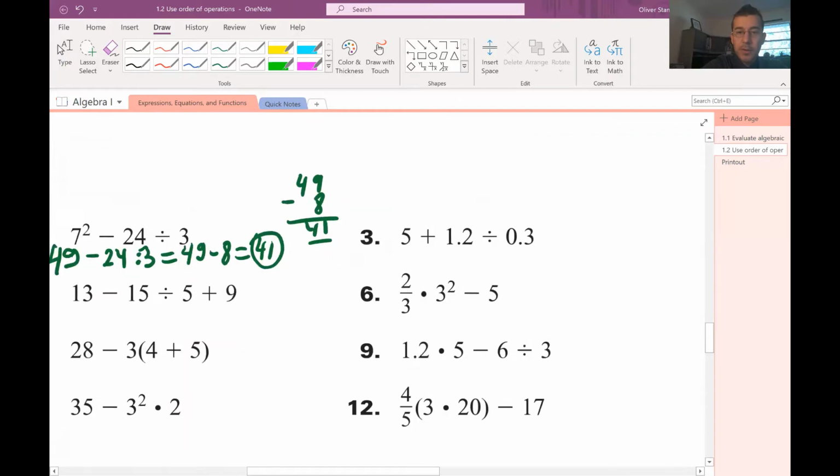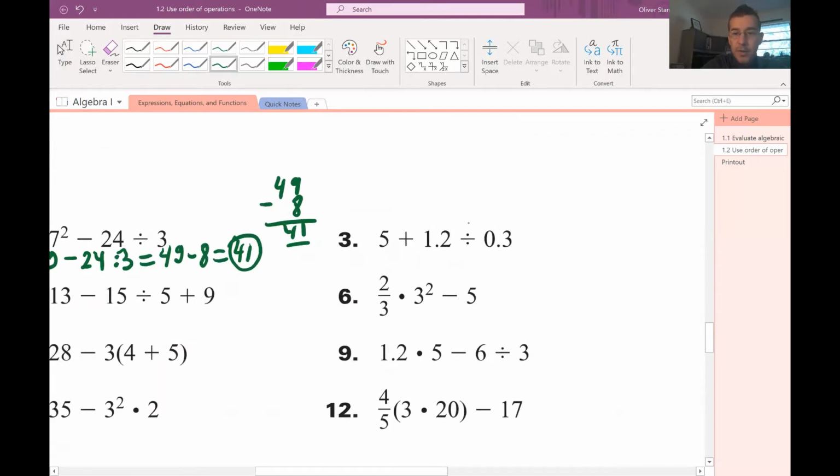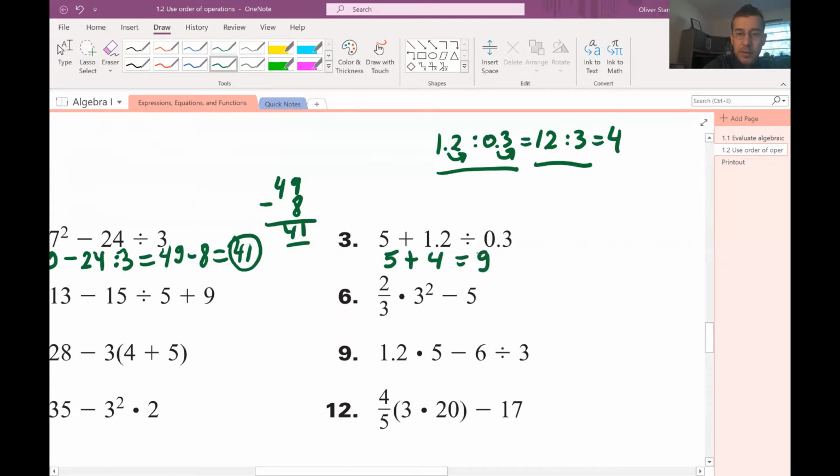Okay, number 3. We have addition and division. Division takes priority. So we have 5 plus 1.2 divided by 0.3, which is the same as 12 divided by 3, or that is 4, right? One decimal, one decimal. It's 4 because 3 times 4 is 12. So 5 plus 4, or that is 9. 9 is the answer for number 3.